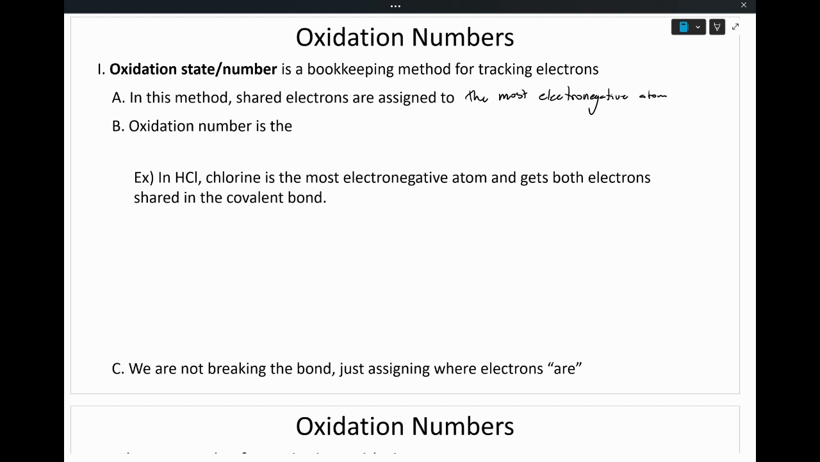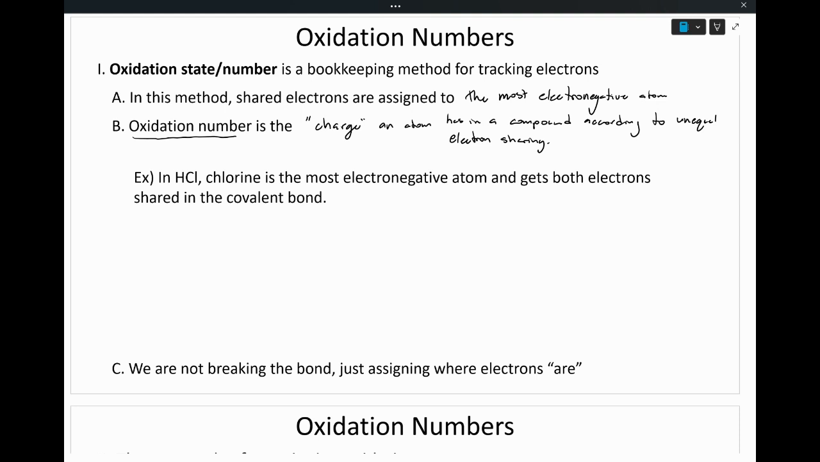Okay? And then as we've assigned these electrons, we're going to see that the atoms adopt an oxidation number, which is the pseudo charge an atom has in a compound according to the unequal electron sharing. And so this is just a way that we track the electrons.